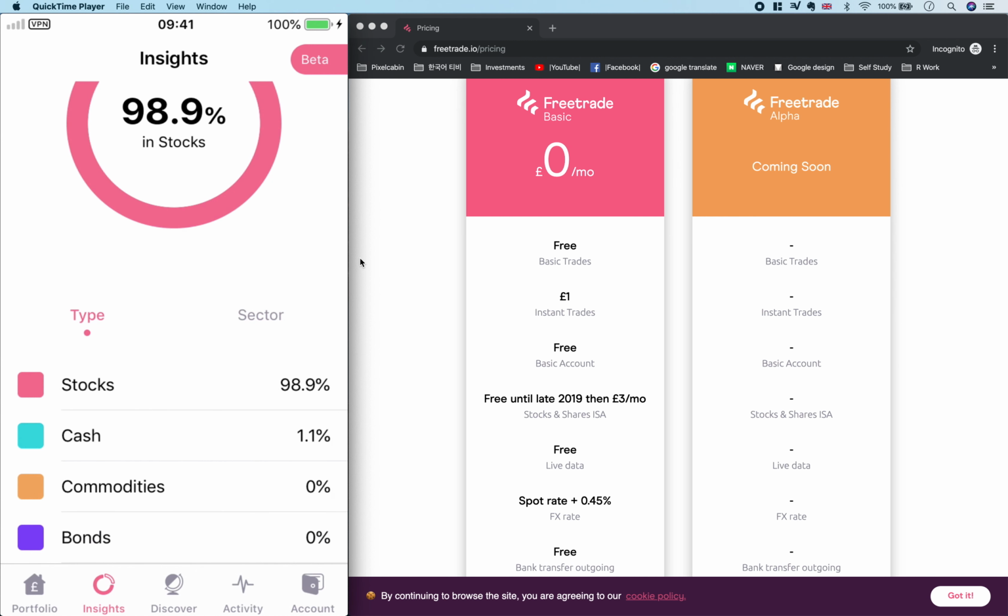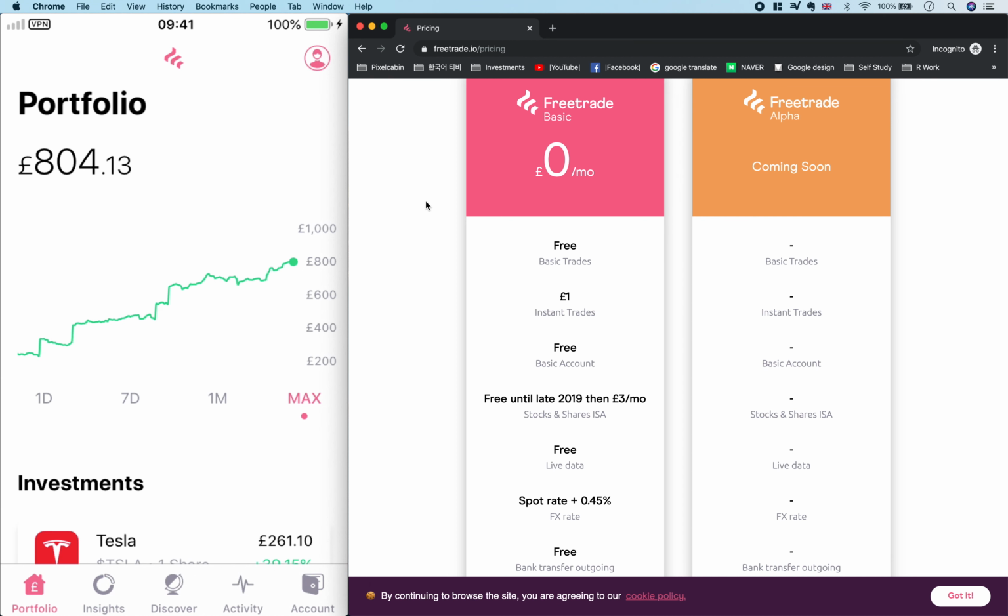And my portfolio isn't too diversified. There's no bonds, etc., but it's not the end of the world. In terms of sectors, there's a range, but that could be improved as well. So hopefully that was helpful for some of you.